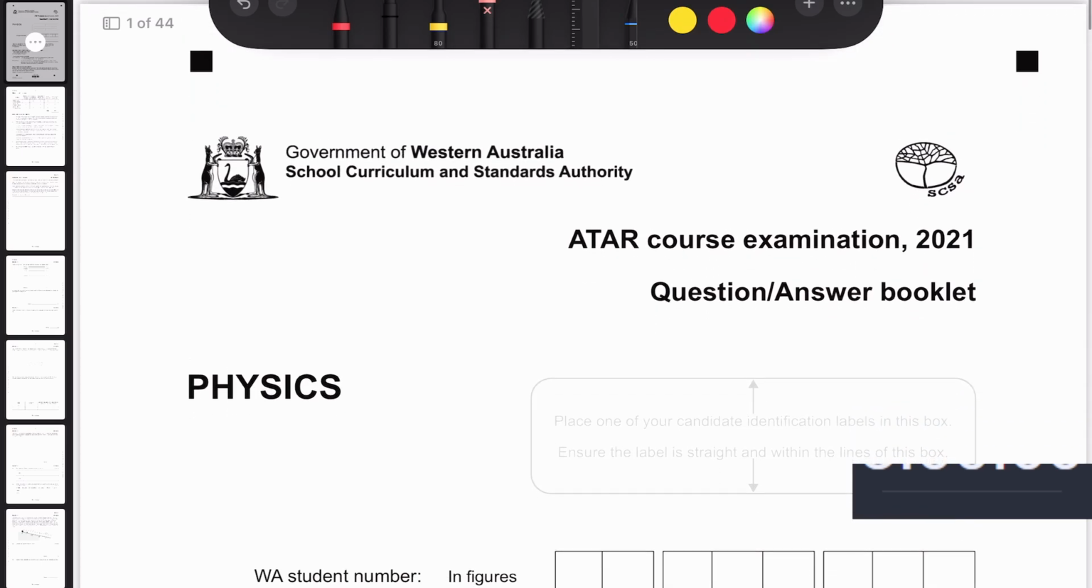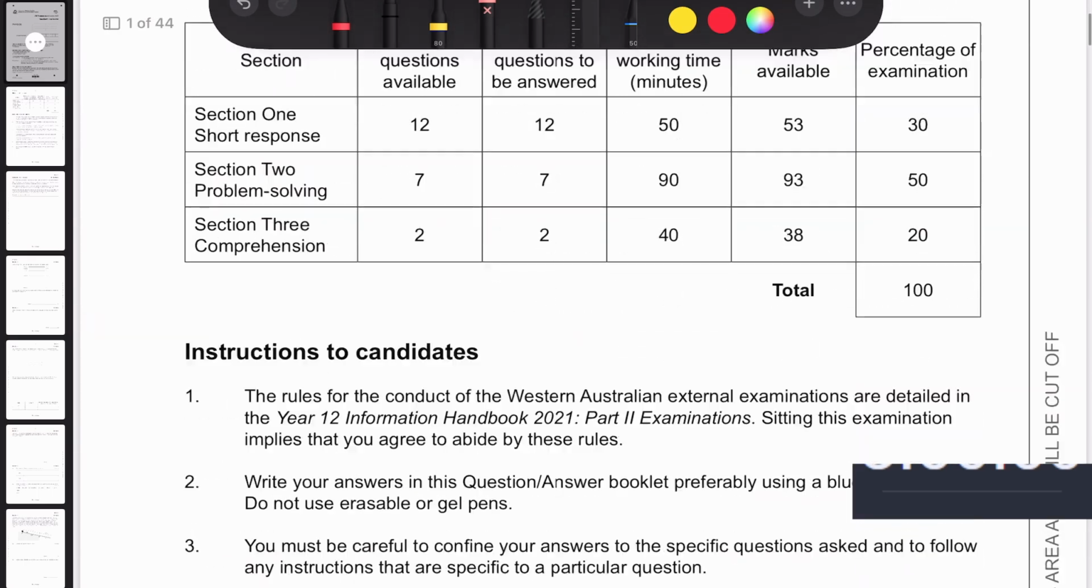Alright, here we are with the Physics 2021 WACE paper. I'll be doing this one and then the rest of my methods exams, or however many I get through over the next 2 days before my actual methods exam. It is the 1st of November right now. I just did the 2021 methods exam. So yeah, 3 hours. Let's just get started.